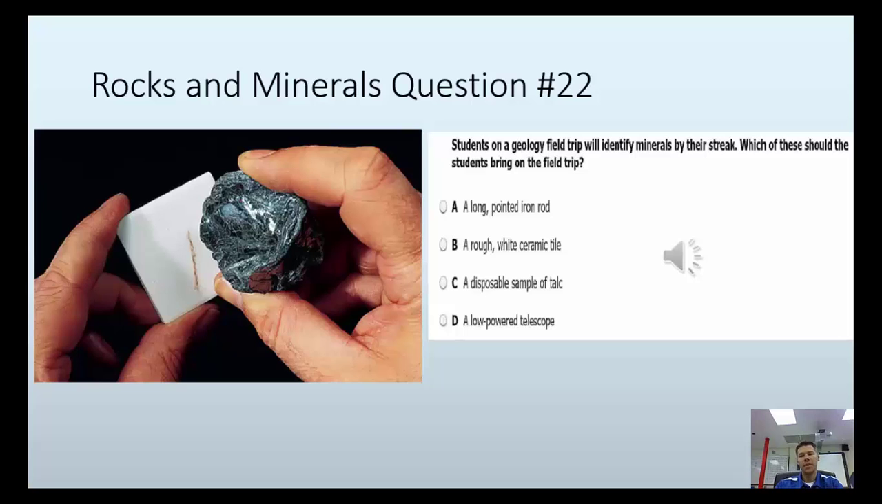Students on a geology field trip will identify minerals by their streak. Which of these should the students bring on a field trip? Remember, if you're going to do the streak test, it's very simple, not a lot of equipment needed. You need a white ceramic plate to rub the mineral on and see the true color of the mineral. So do you need a long pointed iron rod? No. A rough white ceramic tile? Looks good. A disposable sample of talc? No. A low-powered telescope? No. You need B, a rough white ceramic tile.